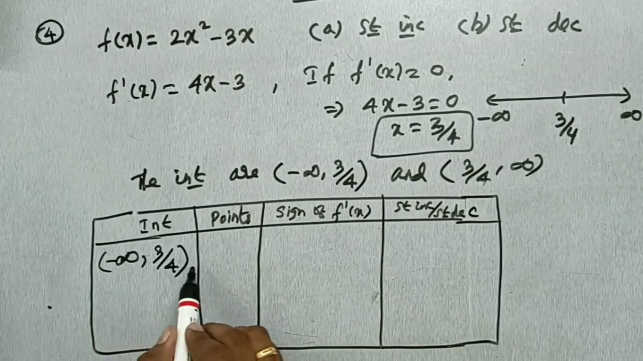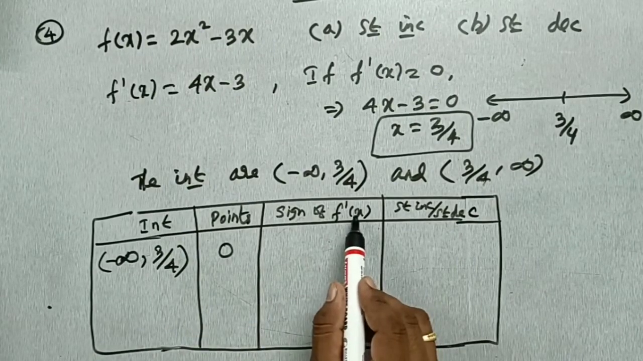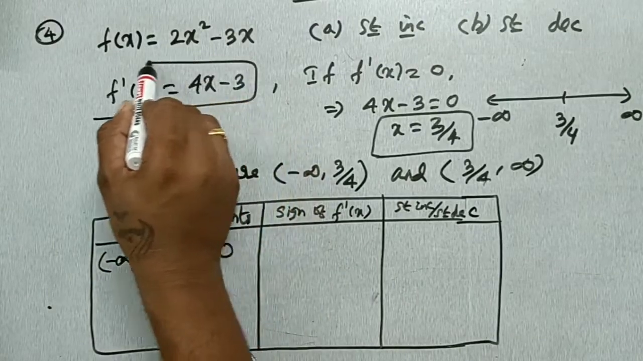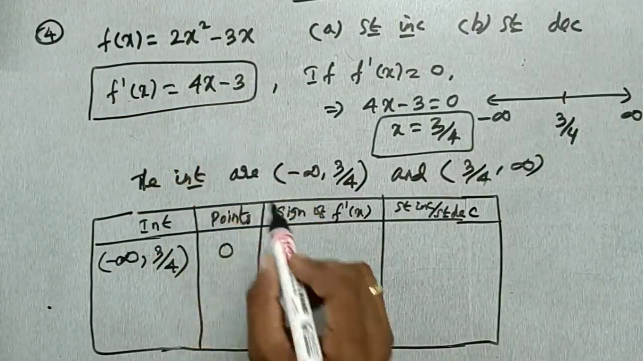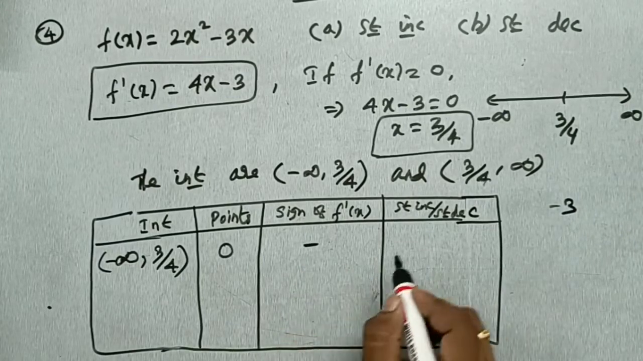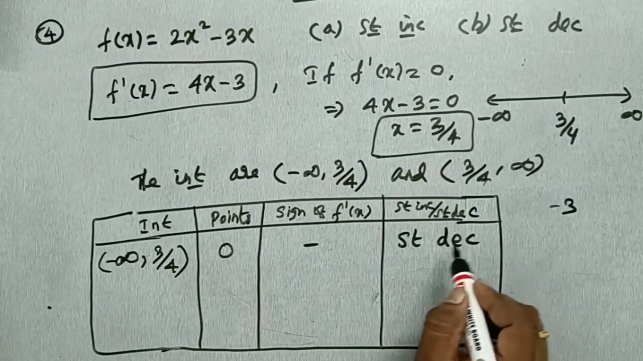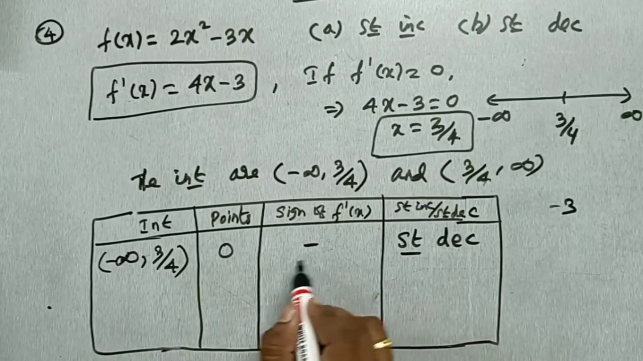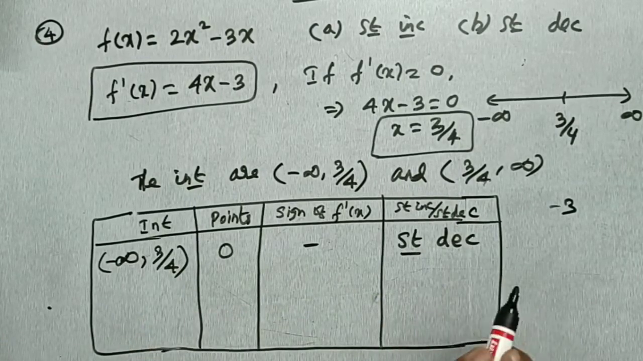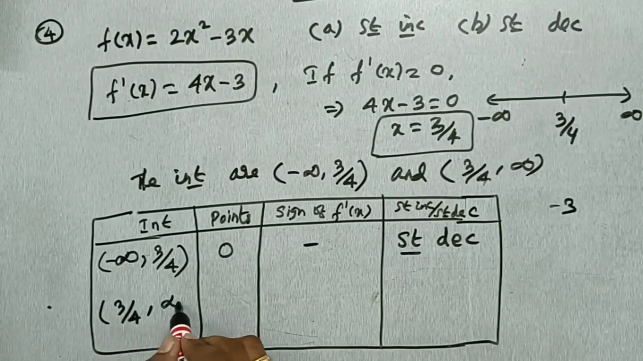In between them I can take any point. I am taking 0. So I check the sign of f dash of x by substituting x equal to 0 here. I will get minus 3, which means negative. Negative means strictly decreasing, because f dash of x is less than 0 in this interval.